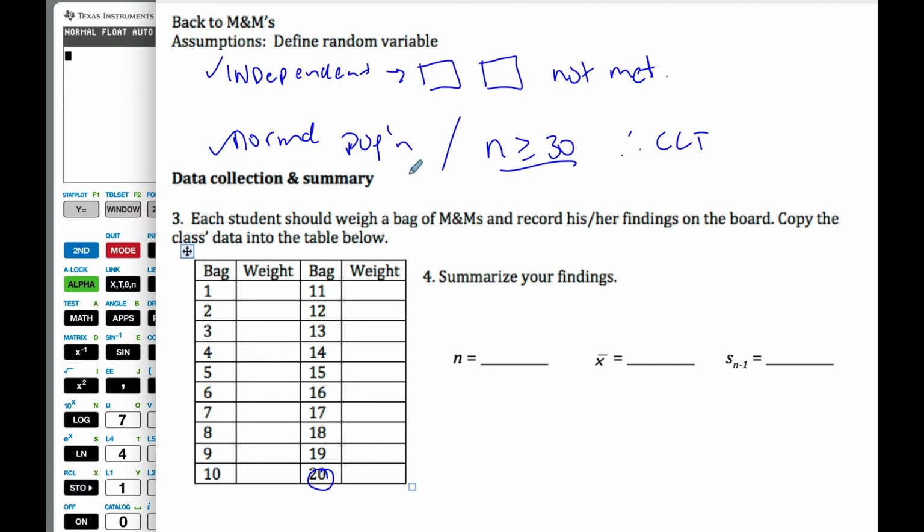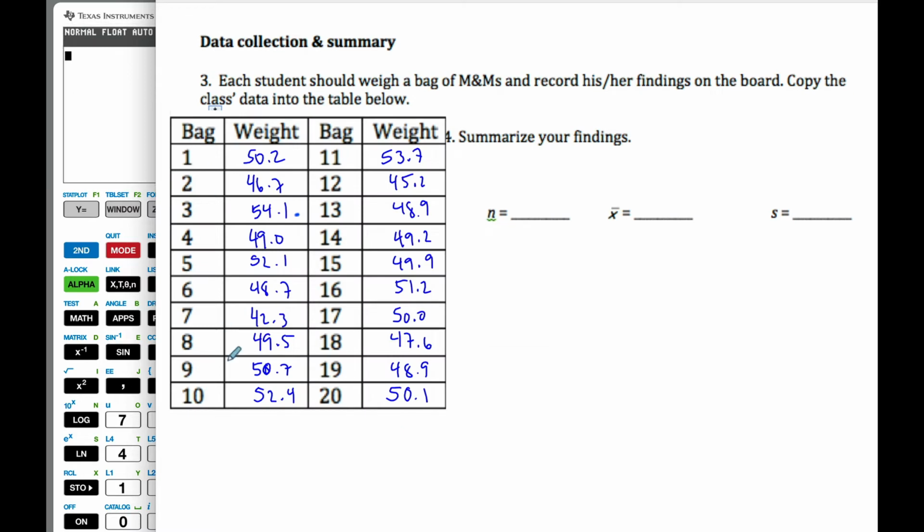Previously, I measured these 20 bags, and miraculously, you're going to see the next slide that will have the weights. Here are the weights of the 20 bags, all written out. I've taken the liberty to find the numbers. I know there are 20 bags.